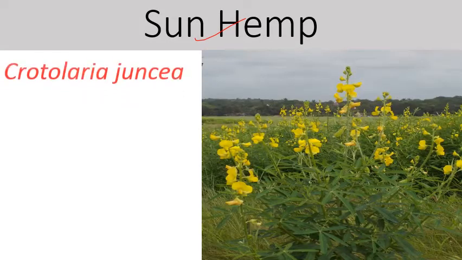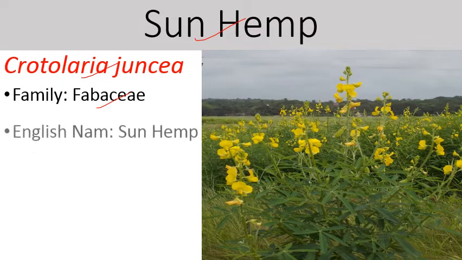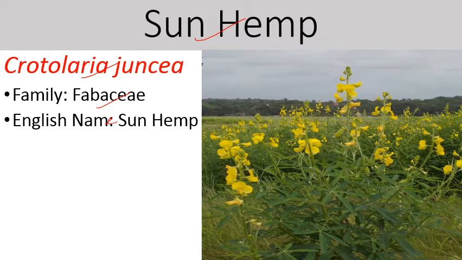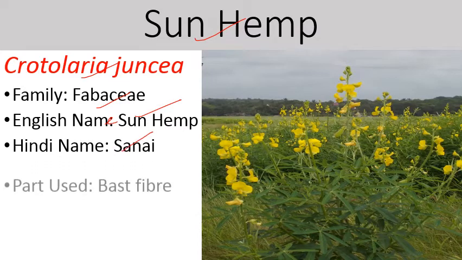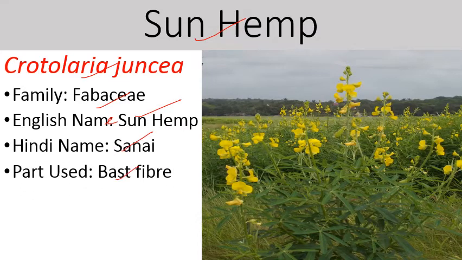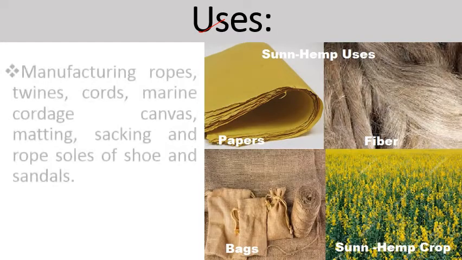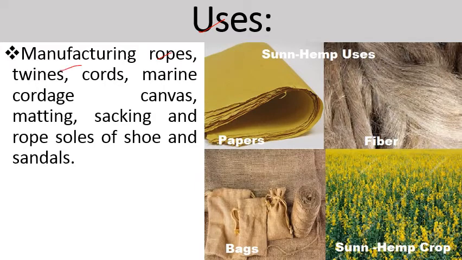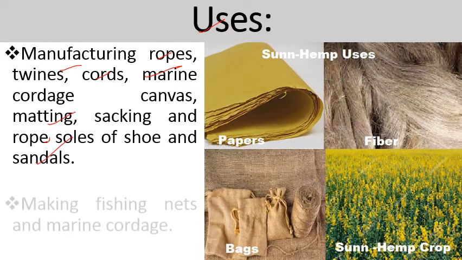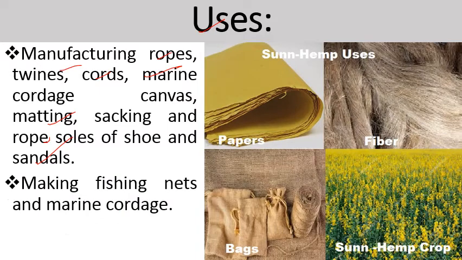Next fiber comes as sun hemp. It is obtained from Crotalaria juncea, family is Fabaceae, English name is sun hemp, Hindi name is sanai, part used bast fiber. This fiber is used for manufacturing of ropes, twines, cords, marine cordages, canvas, matting, sacking, and rope soles of shoes, and sandals. It is also used for making fishing nets and marine cordage.